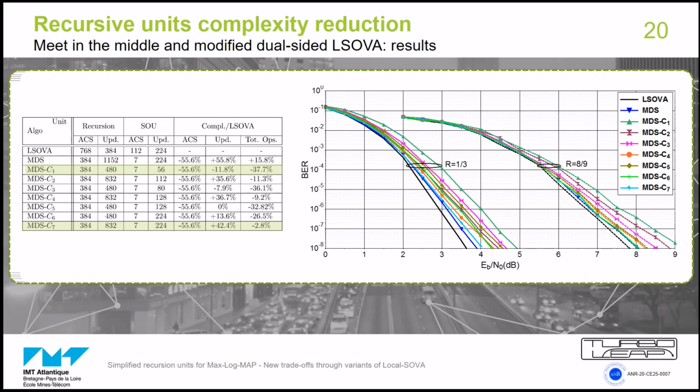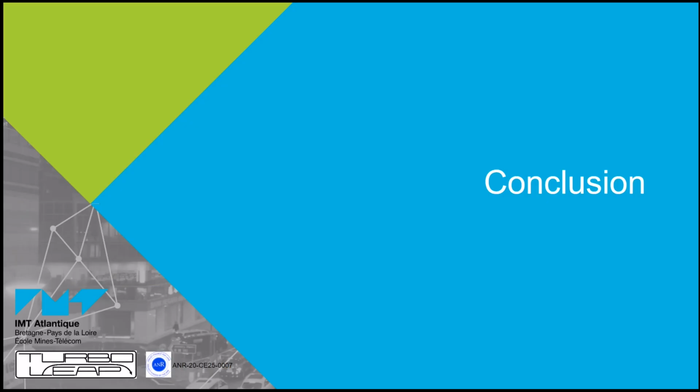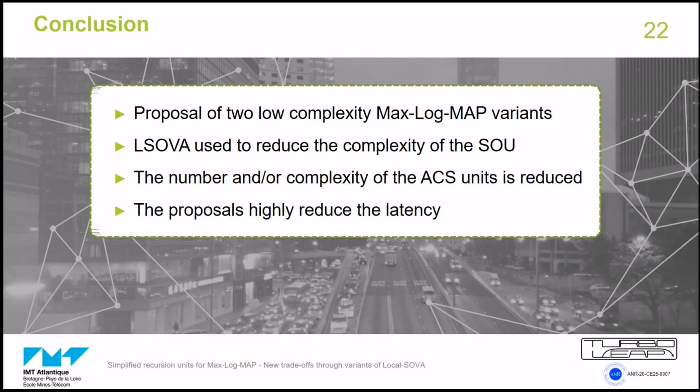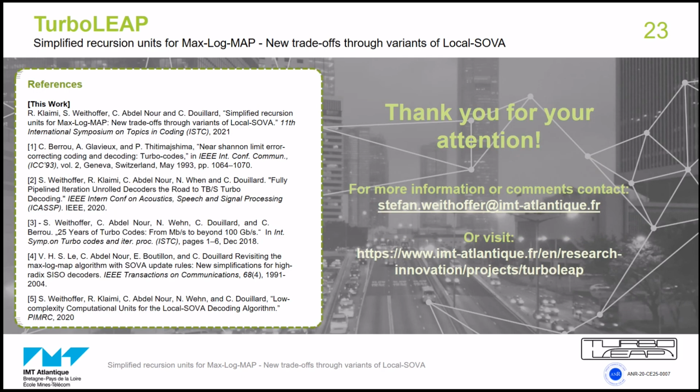In conclusion, we can say that these two new variants which we propose give the designer several trade-offs to balance complexity and error-correcting performance. While the local-SOVA had already previously been shown to allow significant complexity reductions compared to the traditional max-log MAP, the present work illustrates that with additional modifications to the decoding algorithm, further reductions in complexity are possible, paving the way for future applications requiring ultra-high data rates and low decoding latencies.